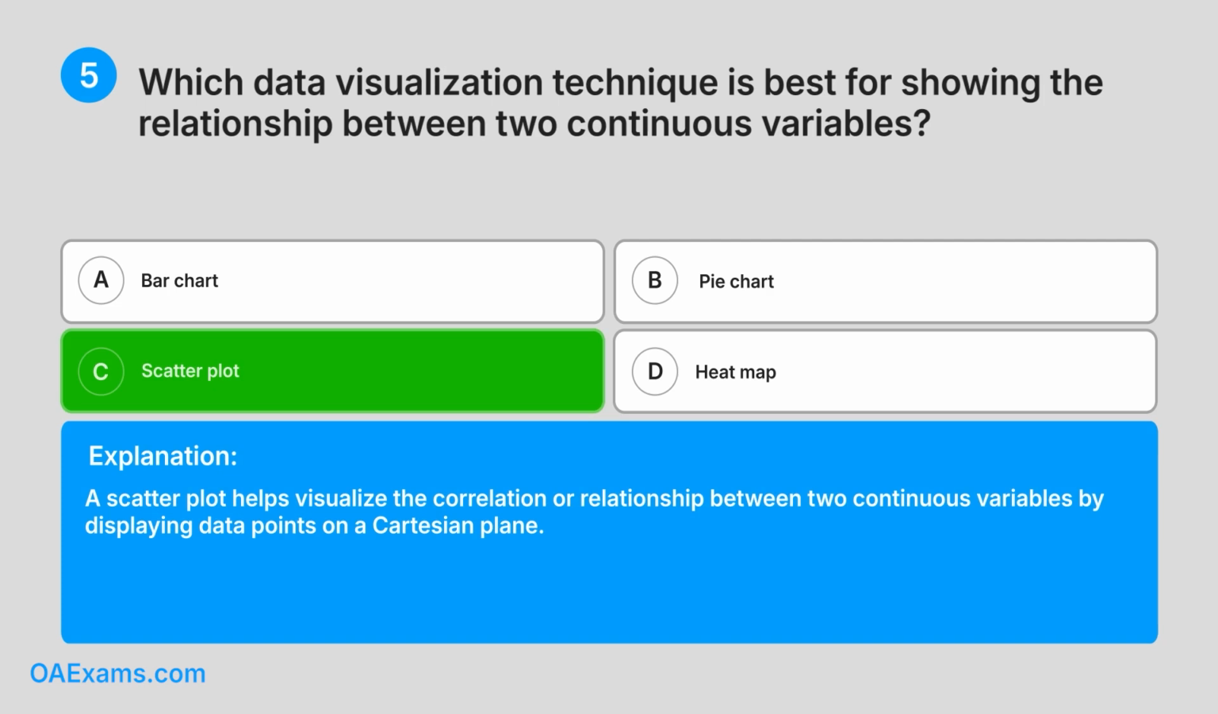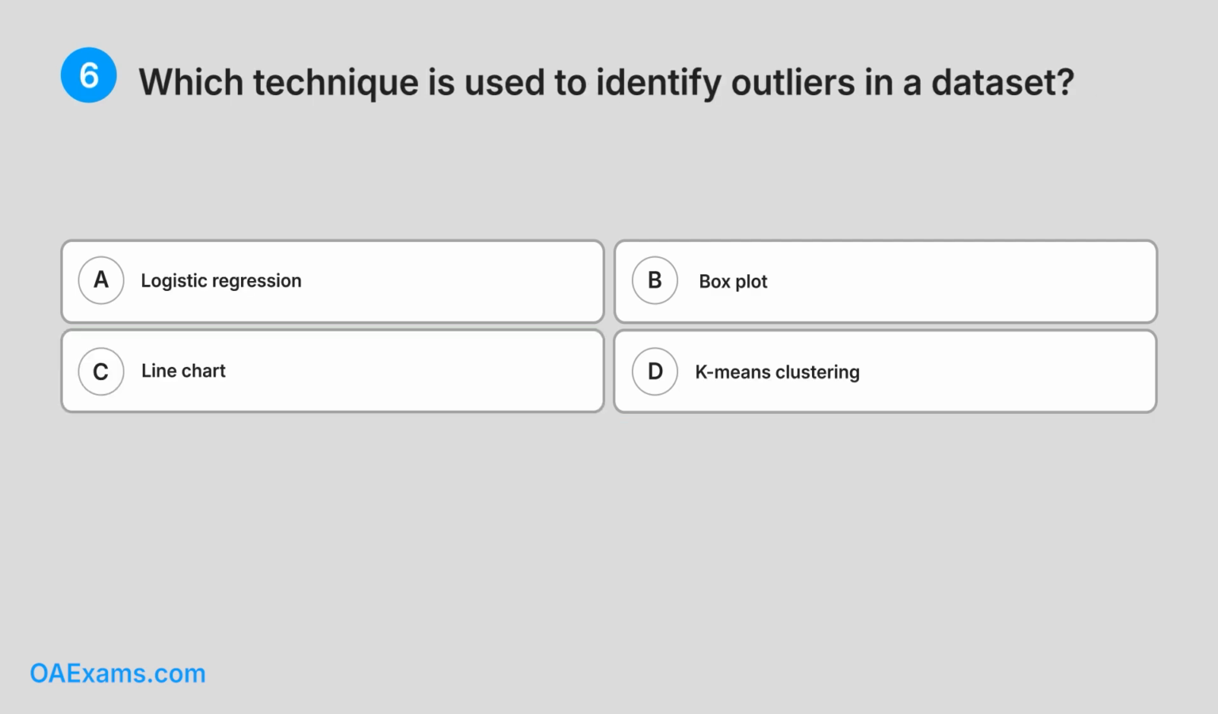Explanation. A scatter plot helps visualize the correlation or relationship between two continuous variables by displaying data points on a Cartesian plane.